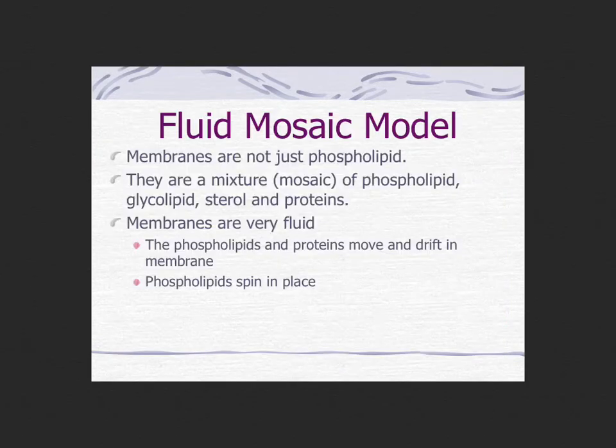Now, remember, the membrane is not just made of phospholipid. It's actually a mixture. We call it a mosaic of phospholipid with some glycolipid. Glycolipid has sugar or a short chain polysaccharide attached. It has sterol in there, cholesterol, and some large embedded proteins. So we call it the fluid mosaic because the parts can move around, and it's got a lot of different parts. Membranes are very fluid, as I said. The phospholipids and proteins can move around and drift around in the membrane. Phospholipids also can spin in place, and this all has some impact on how the membrane functions.